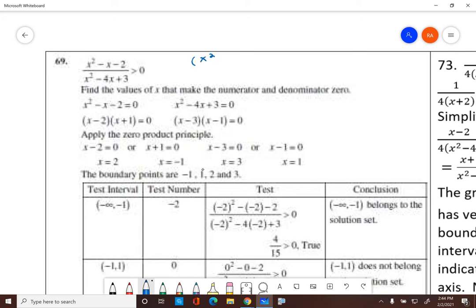x squared minus x, I'm not going to have x squared. I'm going to have x minus 2, x plus 1 on top. And below, I'm going to have x minus 3, x minus 1. So getting this all nice and factored, and I want to know when is this greater than 0. Okay, so if I make my little sign chart here, list out all of those values from left to right.